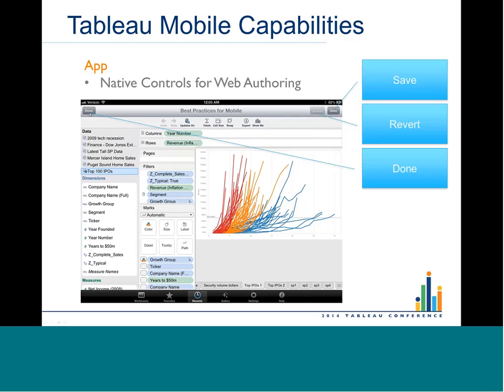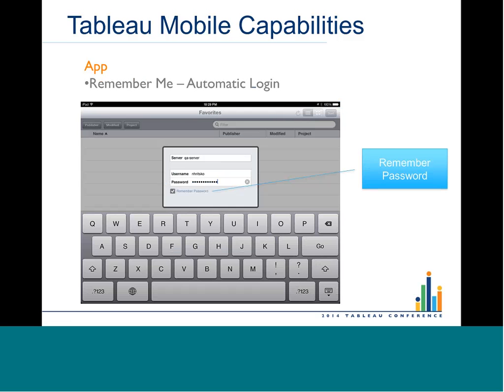Now, in the Tableau mobile app, we also do a couple of other things. We, first of all, will have the option for it to remember your password so that when you go to your server, in this case, we were going to our QA server internally, we can actually remember our password to enable automatic logon.